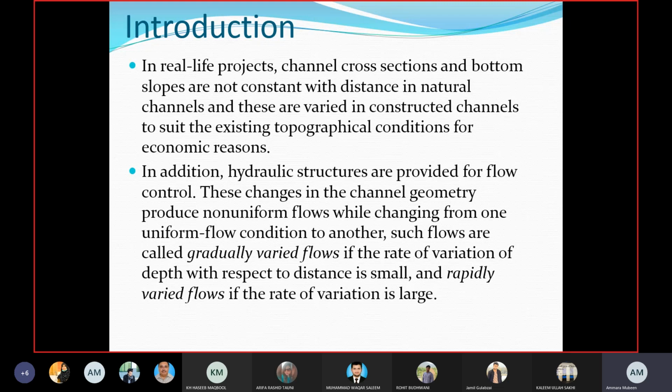If the rate of this variation of depth with respect to distance is large, the flow would be termed as rapidly varied flow. So you must understand the difference between the gradually varied flow and the rapidly varied flow, which are the most important classification while studying the flow analysis.